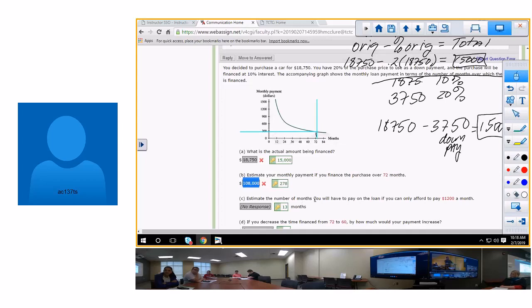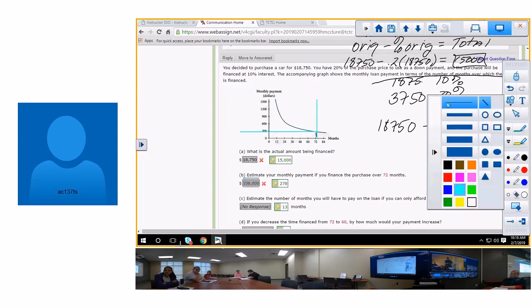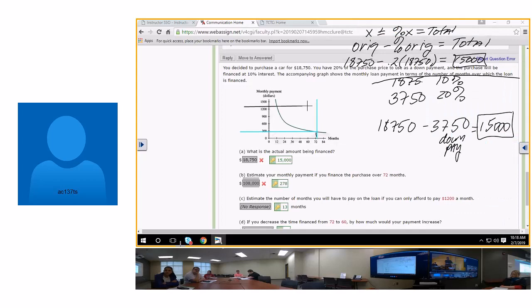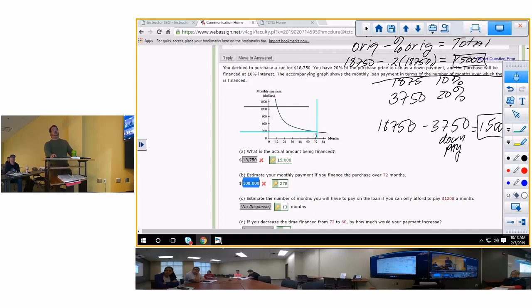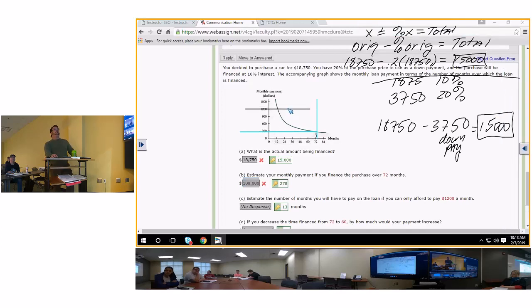Estimate the number of months you will have to pay on the loan if you can only afford to pay $1,200 a month. Well, $1,200, take your handy dandy straight line. I'm going to draw a horizontal line, try to get it about horizontal, and then move it. There we go. 1,200 is right there.